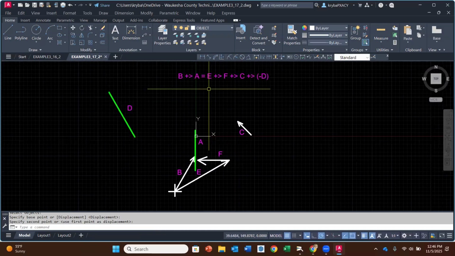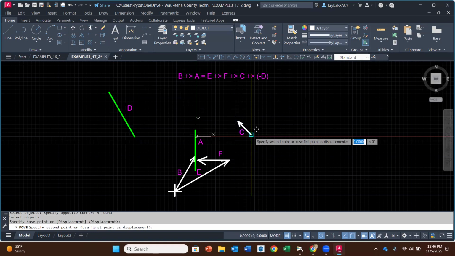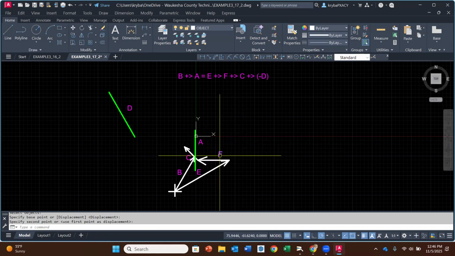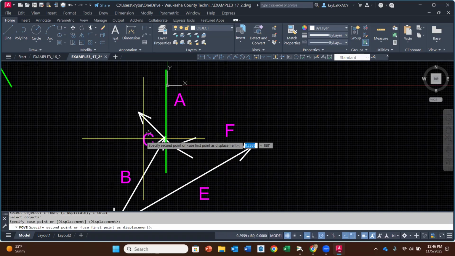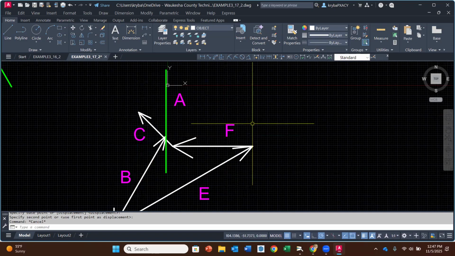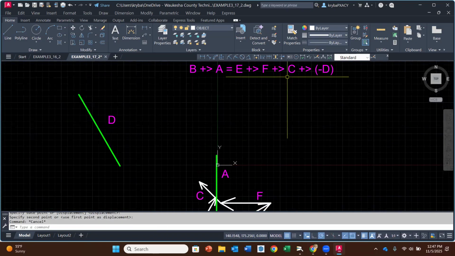So I have E plus F, then we're going to do a plus C, okay? So I'm going to move C here to the endpoint. Its tail is going to be at the endpoint of F. Now I'm going to move my letters around here so that I can make sure I know what I'm labeling here. Okay. And then on the endpoint of C, we're going to add the negative of D.